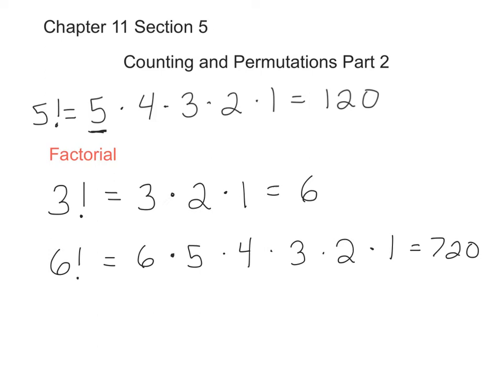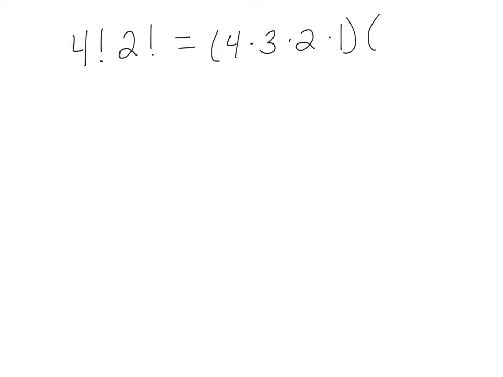We have different problems. We're about to look at different examples. All right, we're going to do 4 factorial times 2 factorial. Well, that's going to be 4 times 3 times 2 times 1, times 2 times 1, which will give us a total of 48. That's multiplying factorials.